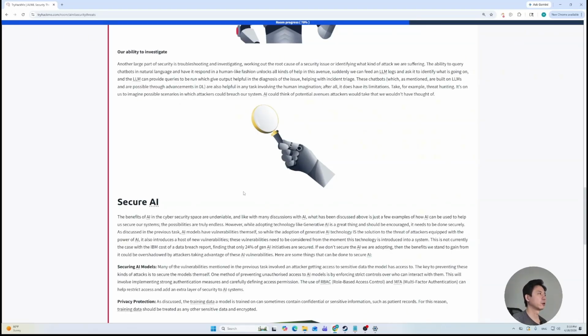These chatbots are able and helpful in any task involving human imagination. After all, it does have limitations. For example, threat hunting. It allows us to imagine possible scenarios in which attackers could breach our system. AI could think of potential avenues attackers would take that we wouldn't have thought of.